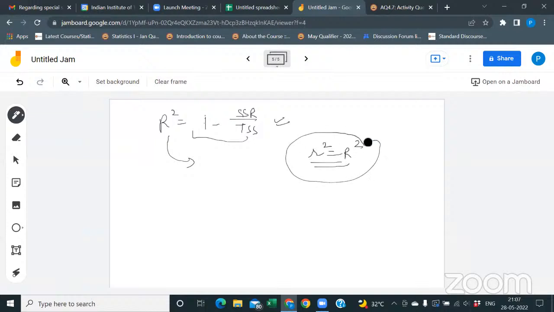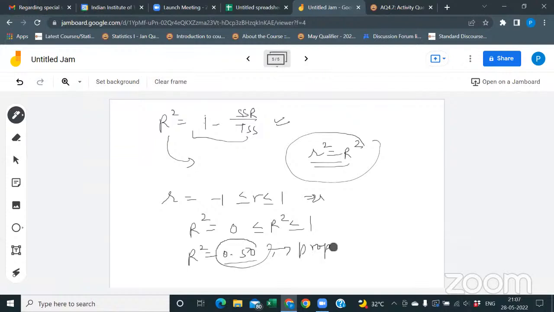See, it's about the range. Your r lies between -1 and 1, but your capital R square, when you square these things, lies from 0 to 1. Suppose your R square is like 0.50. Then you will say approximately half of your observed variation is explained by the model inputs. This shows the proportion of the variance.